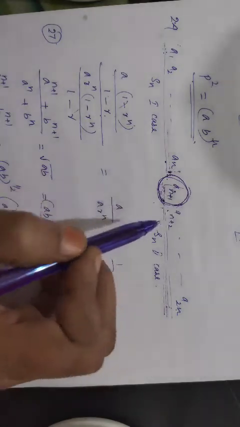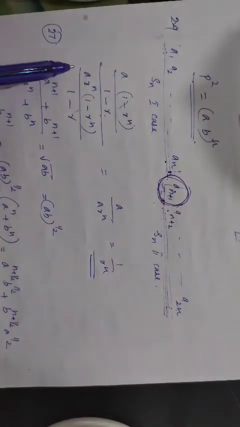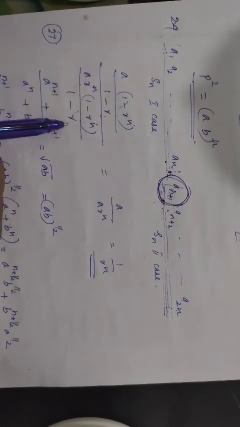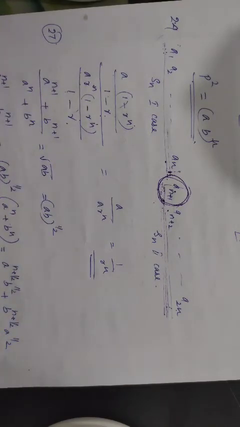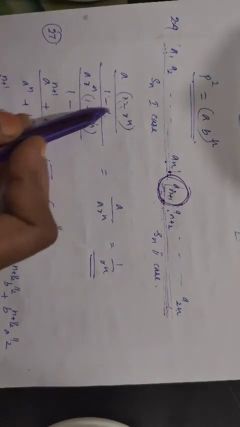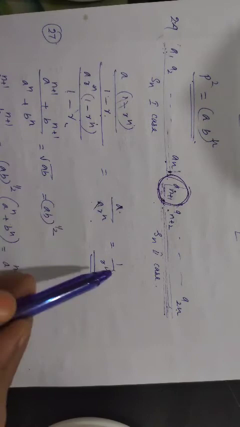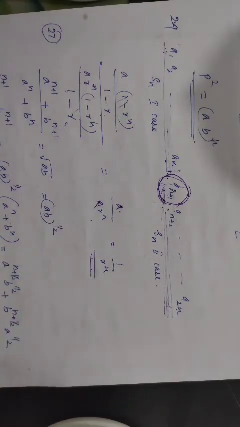Nth term is ar raised to n minus 1. The n plus 1th term is a into 1 minus r raised to n by 1 minus r. No change, it is the same AP, the same common ratio, and the number of terms is the same. This term we can cancel. We will get a by ar raised to n. Again, a we can cancel. The answer becomes 1 by r raised to n.